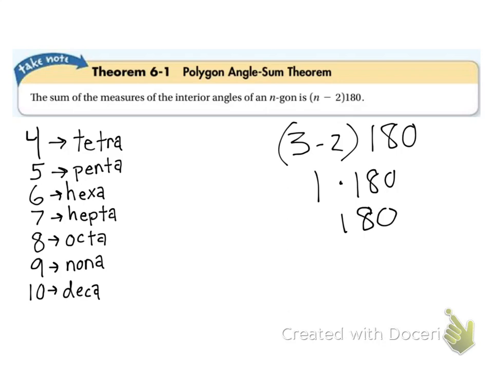Over here to the side, I wrote out a couple of names of n-gons. So if there's 4 sides, it's called a tetragon. If there's 5 sides, it's called a pentagon. 6 sides is a hexagon. 7 sides is a heptagon. 8 sides is an octagon. 9 sides is a nonagon. And 10 sides is a decagon.